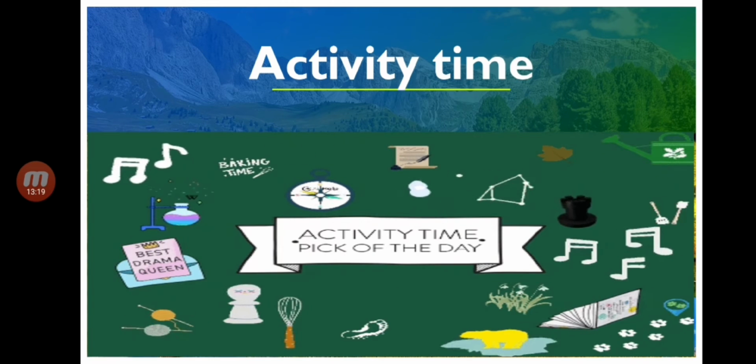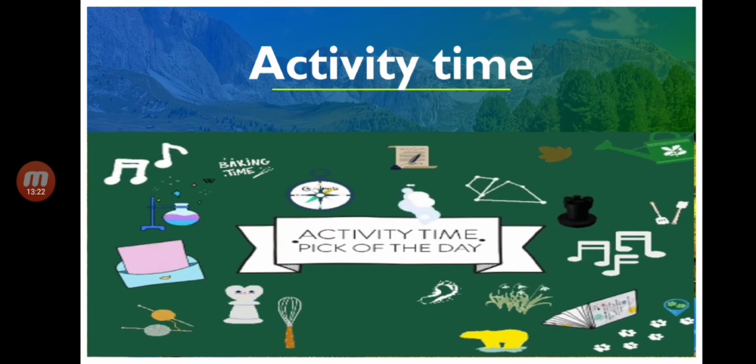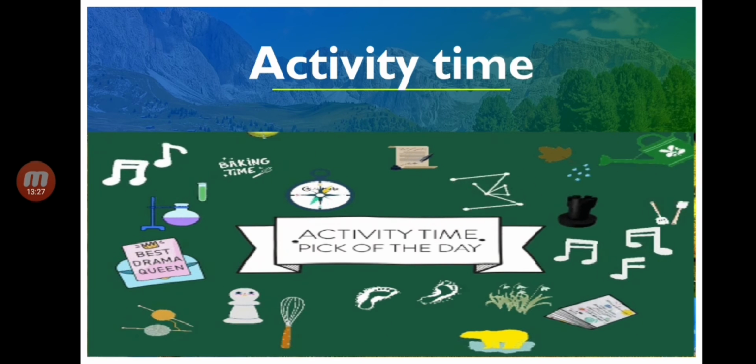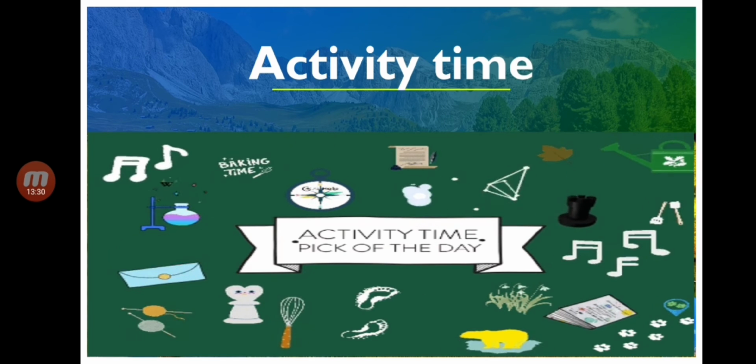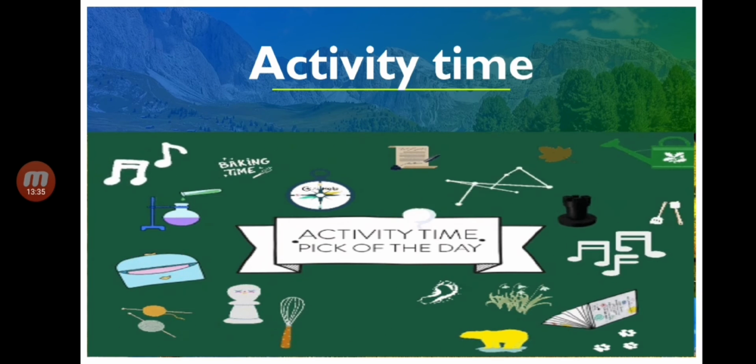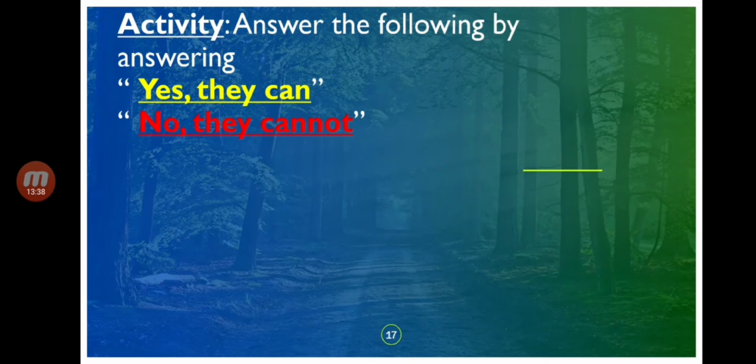Okay, now I will ask you, did you understand our topic about how living things move? If you understand, let's have our short activity. This is only 3 items. In this activity, answer the following by writing yes, they can, or no, they cannot. If your answer is yes, you write yes, they can. And if your answer is no, you write no, they cannot.